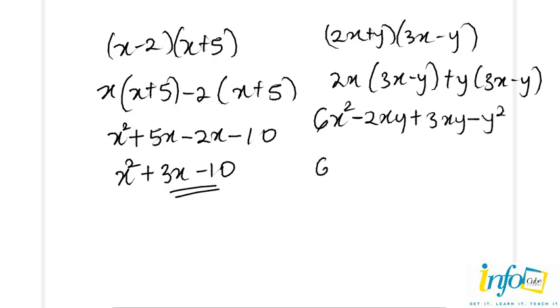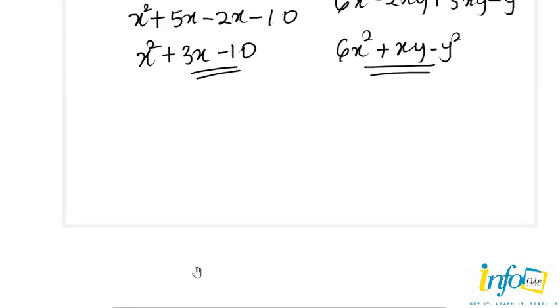Good. Then the next one is to collect like terms. Minus 2 plus 3 will give you plus xy. Why? Because minus 2 plus 3 will give you plus 1. And you don't always put the 1 in front of the term. So you have minus y squared. So this becomes your answer. Very good. Let's quickly look at another question.